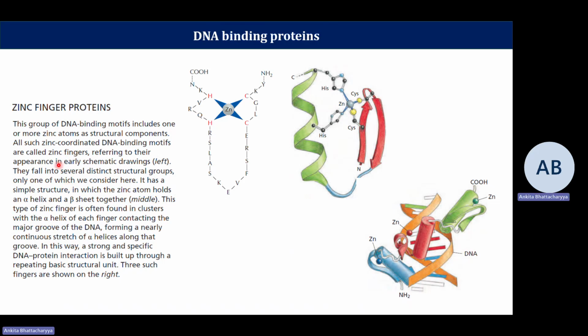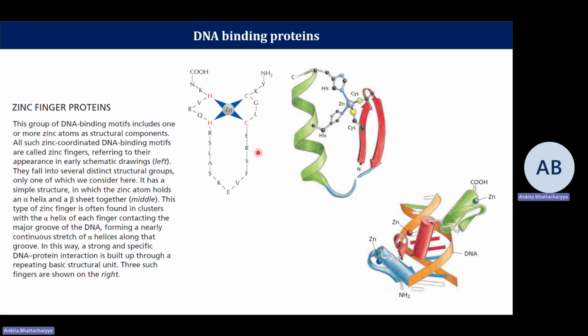All such zinc coordinated DNA binding motifs are called zinc fingers, which refers to their appearance in the early schematic drawings. If you think about it, it looks much like a sort of victory sign. So zinc associated DNA binding motifs are present, and they fall into several distinct structural groups, only one of which we consider here, which has a simple structure.